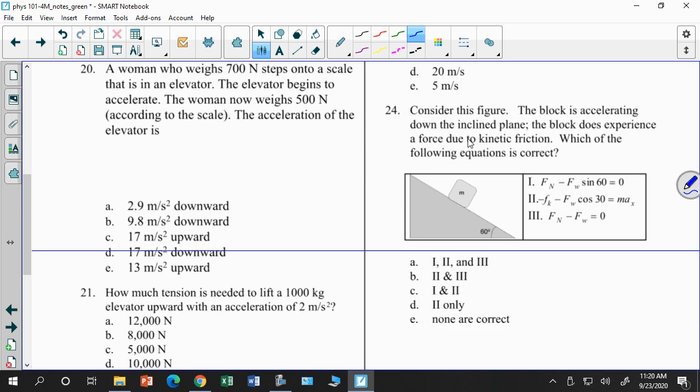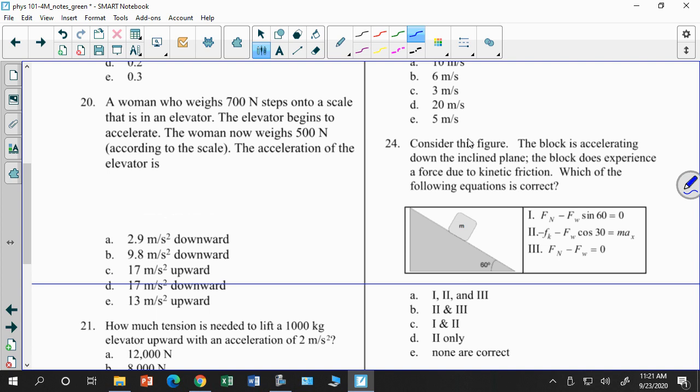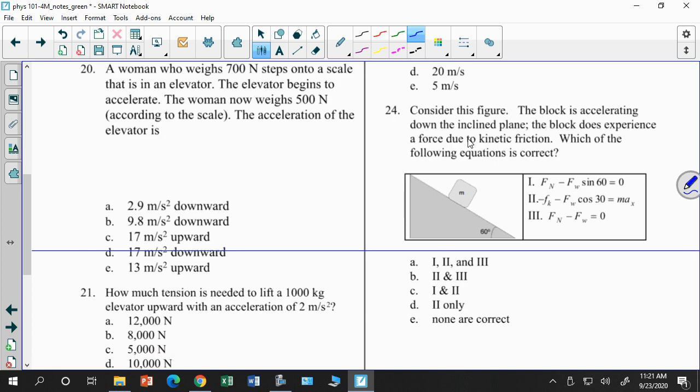Did we do incline plane problems yet? Have we done incline planes? Did we do one on the last test? Okay, good. So let's do this one. And then we'll do some actual calculations. You're going to see a problem like 24. I might have done this one in the previous class. I'm not sure.